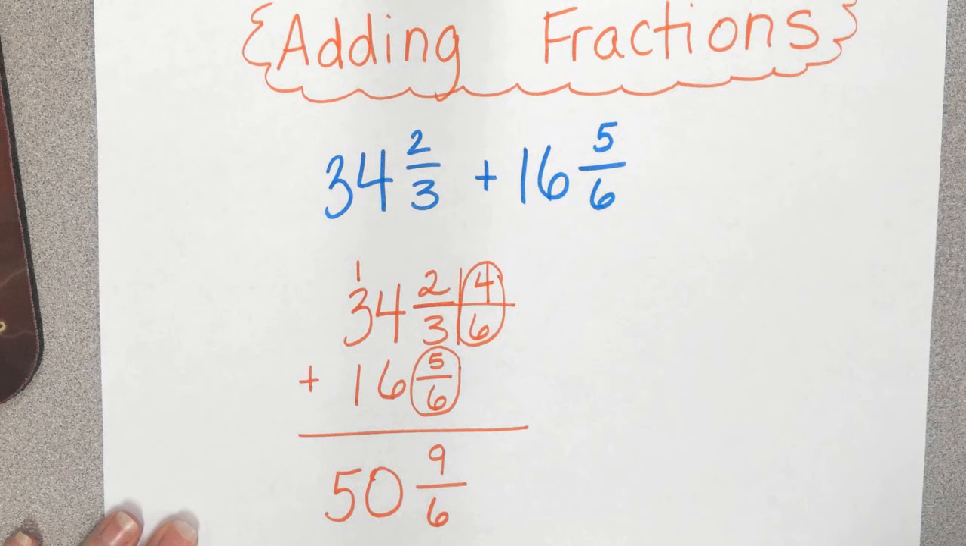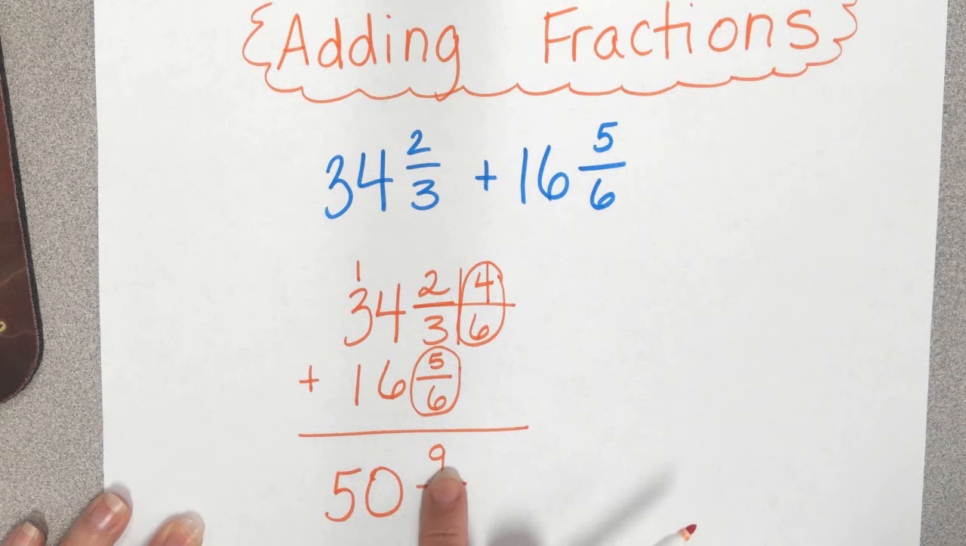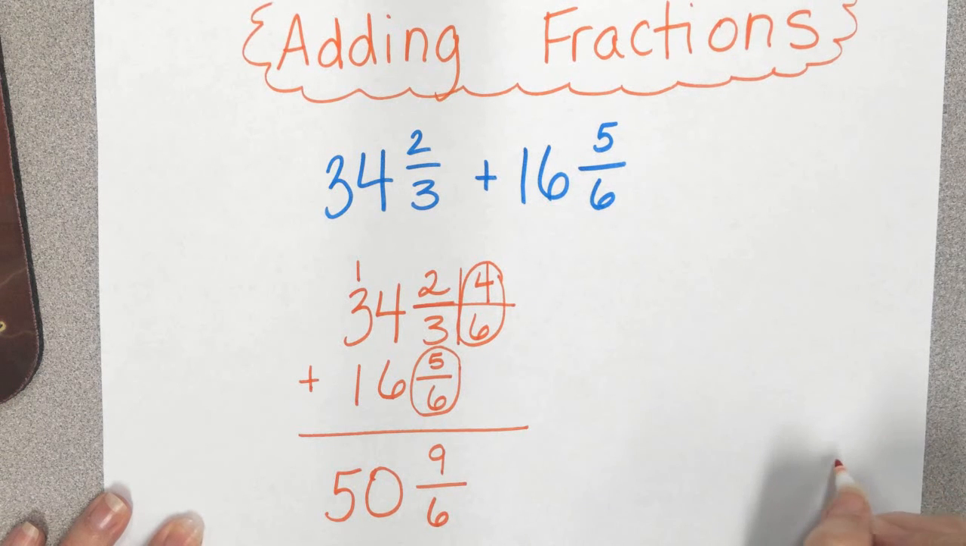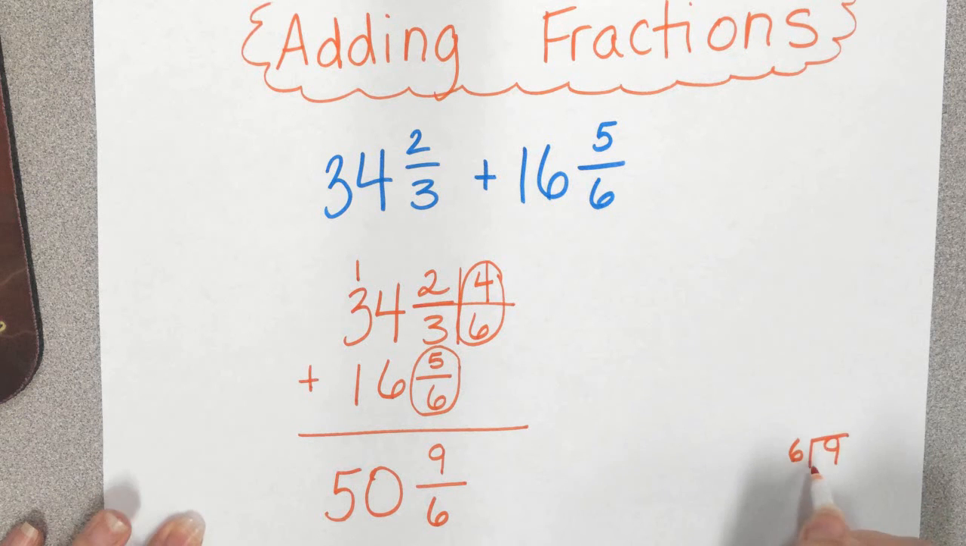But you notice that the 9/6 is an improper fraction. So we cannot leave it improper. We need to change that to a mixed number. So to change improper to mixed, I will divide. And to know which one goes in the house, I know I put the top dog, or the numerator, in the house. So I'm going to go over here to the side and take 9 and divide it by 6. And so I know that 6 goes into 9 one time.